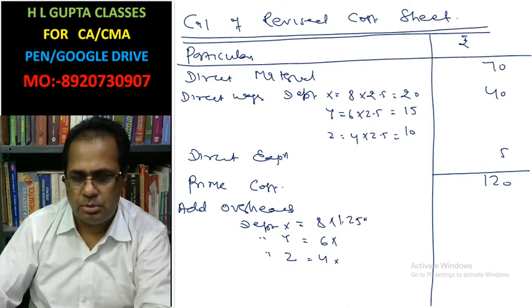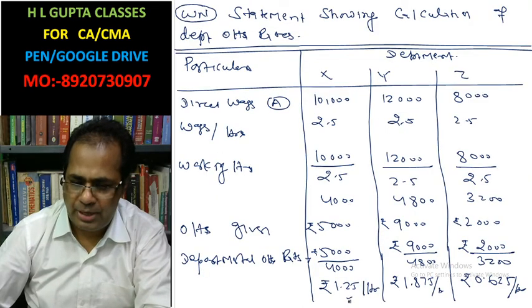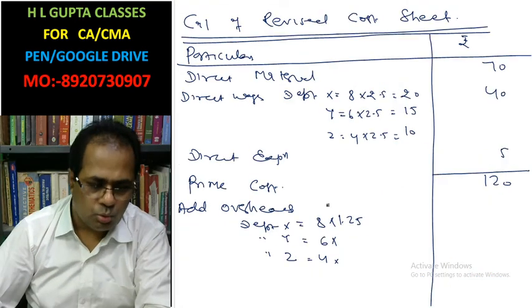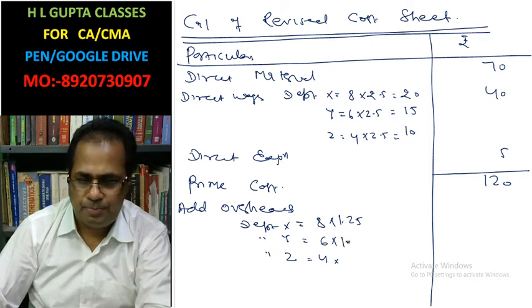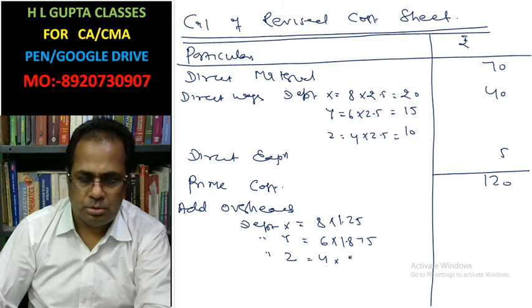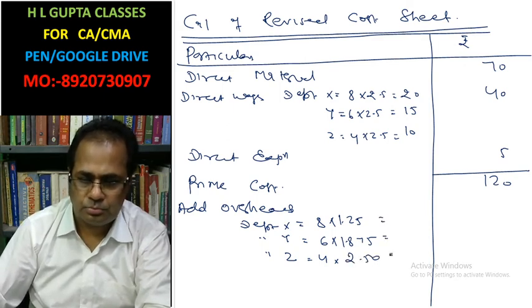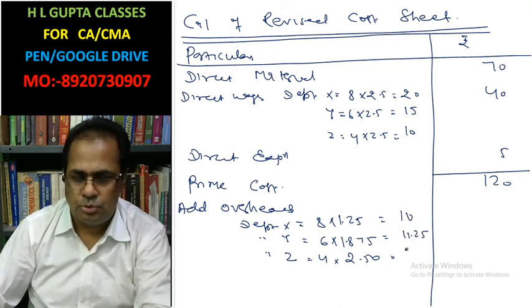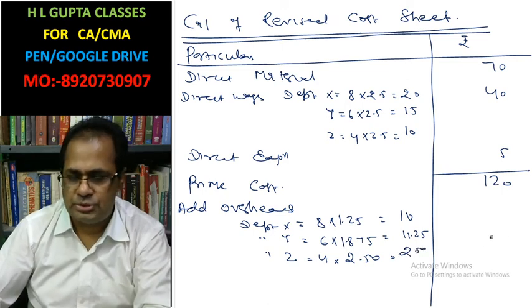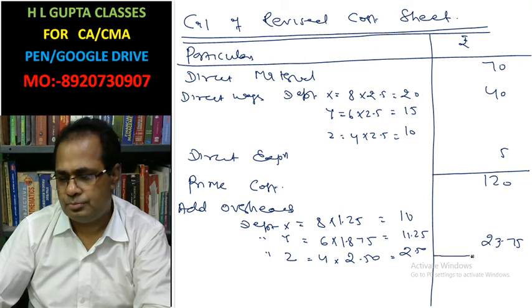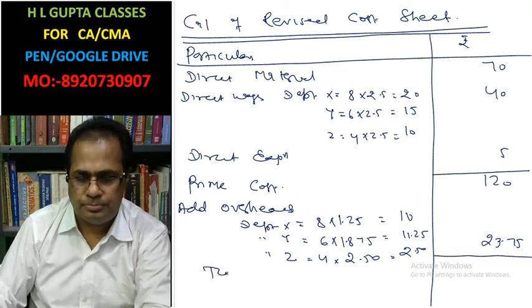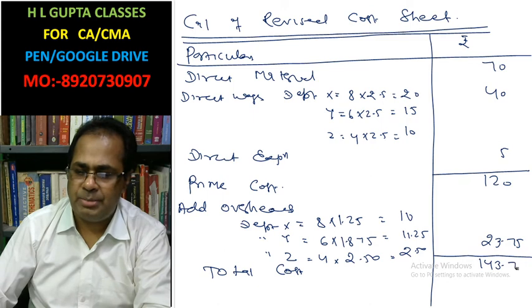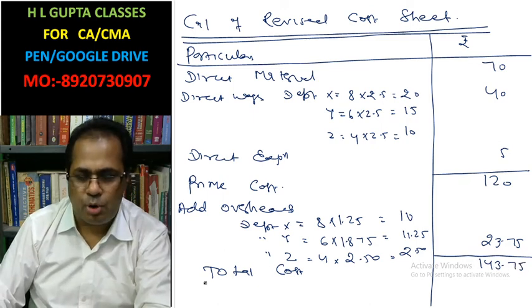The calculated rates are 1.25, 1.875, 0.625. So the overheads are 10, 11.25, 2.50, which total 23.75. Now the total cost is 143.75.